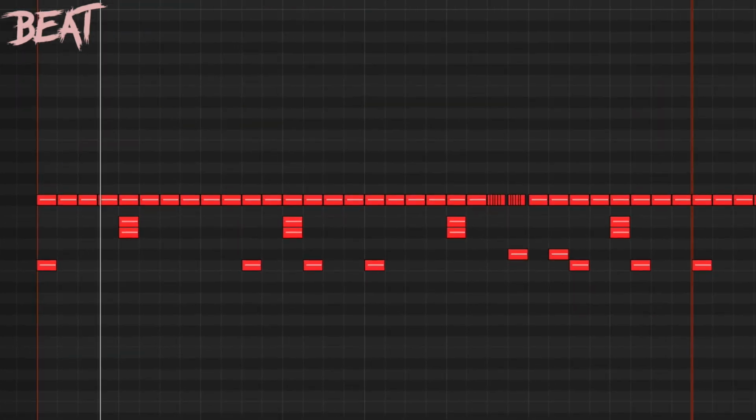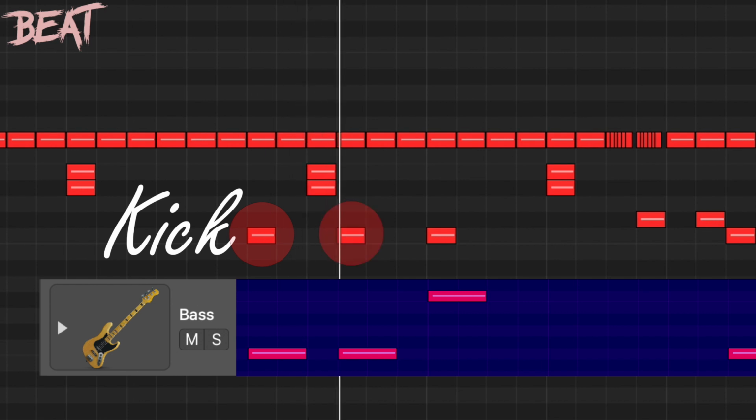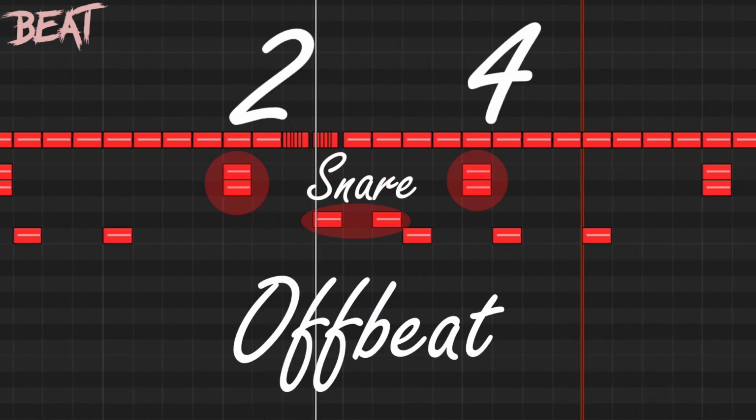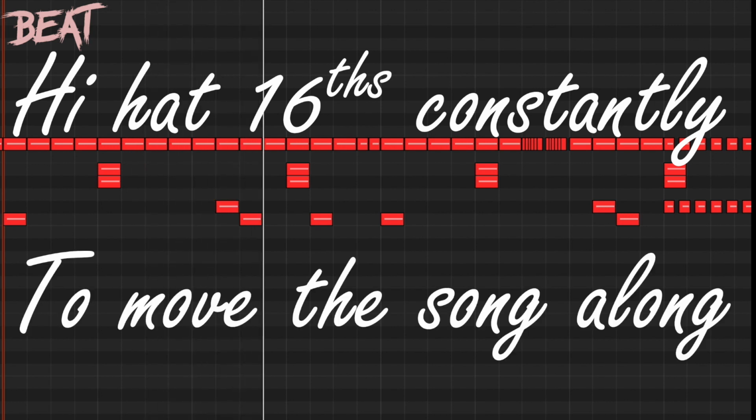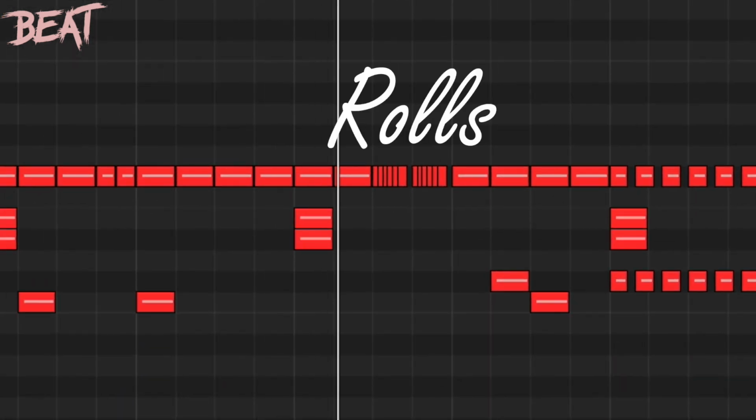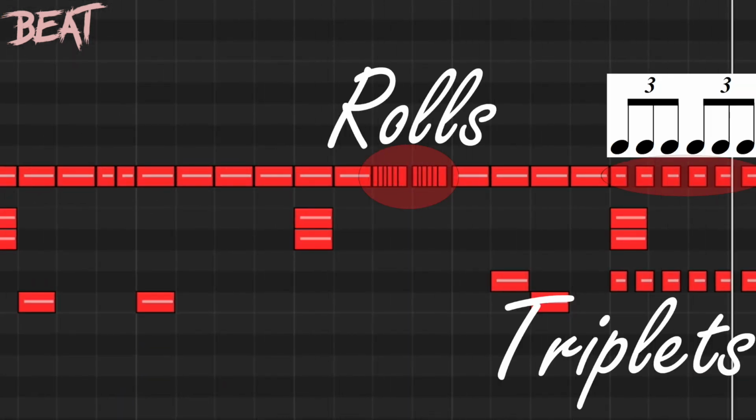Trap drum beat, kick follows the bass. Snare on 2 and 4, offbeat occasionally. Hi-hat 16ths constantly to move the song along. And add some rolls and triplets.